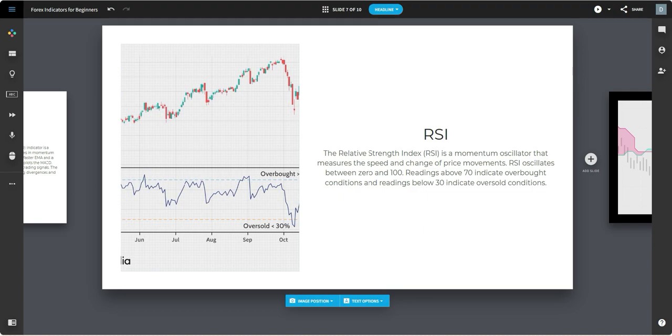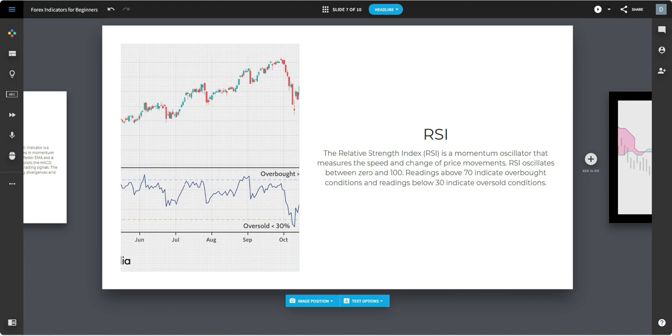The next one is the RSI, the relative strength index. RSI is a momentum oscillator that measures the speed and change of price movements. RSI oscillates between 0 and 100. Readings above 70 indicate overbought conditions, and readings below 30 indicate oversold conditions.